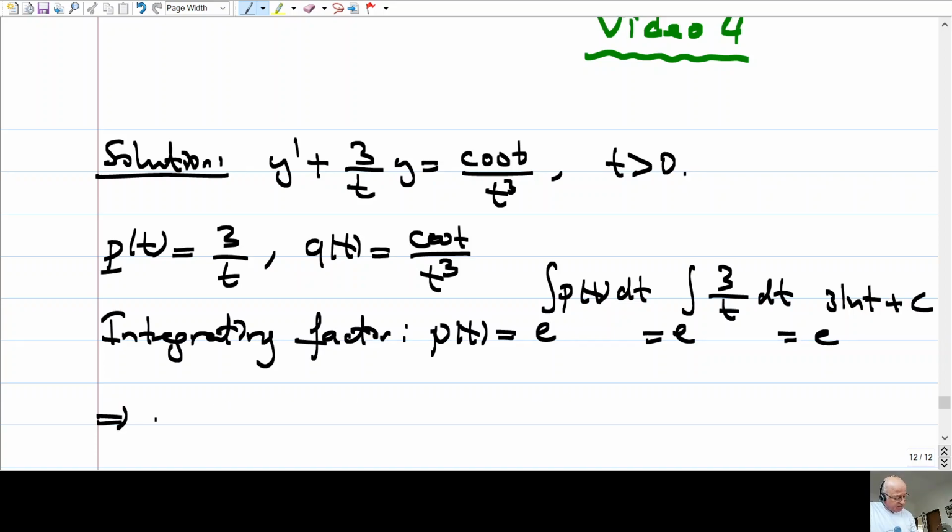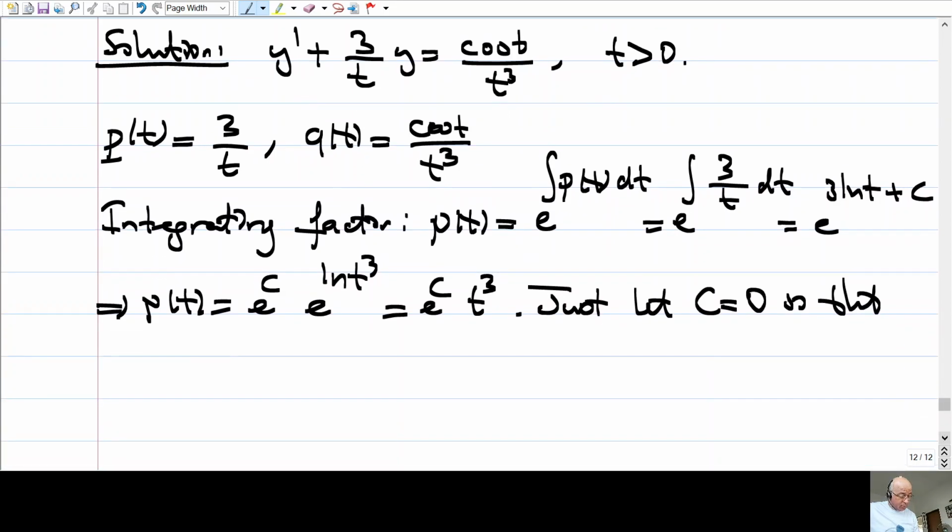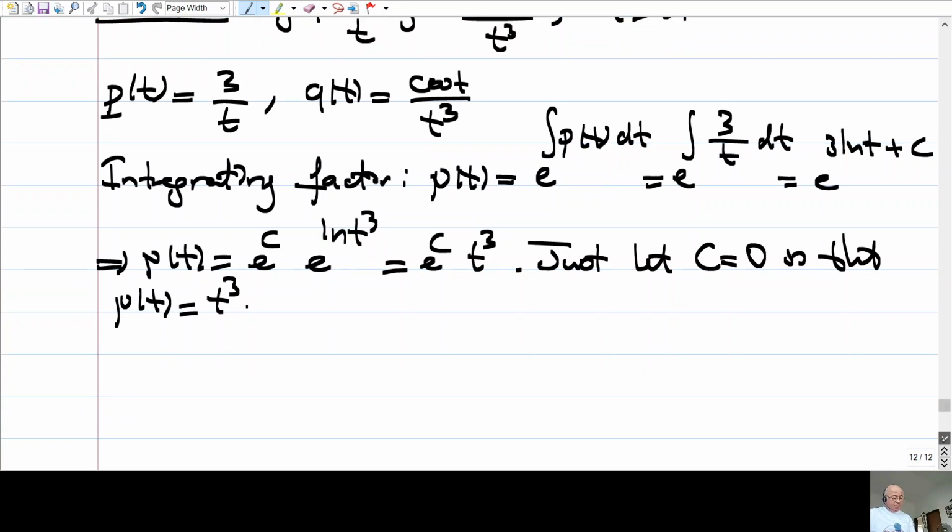And from this, we see that mu t is just e to the power c, some constant, times e to the power ln t cubed. Exponential and logarithm cancel each other, so we get e to the power c times t cubed. And since I just want one integrating factor, we may just let c be 0, so that mu t becomes just t cubed. So my integrating factor is just t cubed.